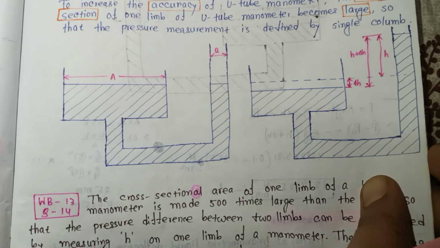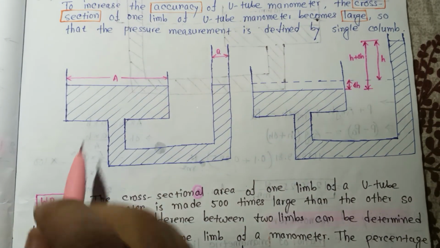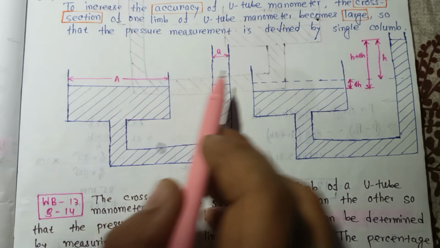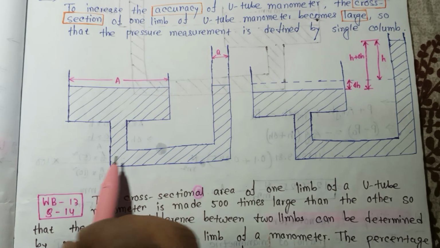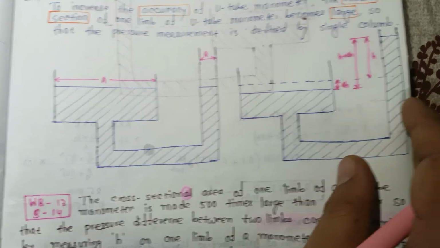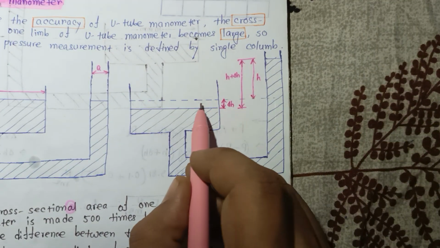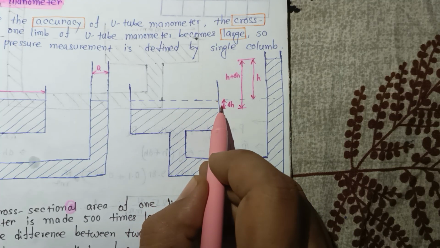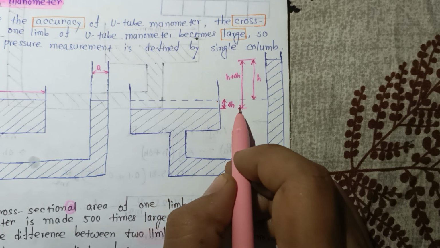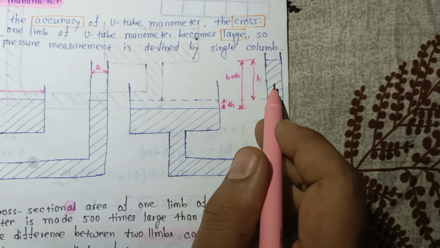So here, this is the larger area and this is the small area. Okay, and here delta H, the deflection, that is delta H. So here the distance will be H plus delta H. So this is the liquid column deflection.